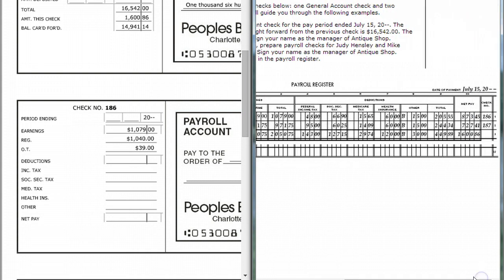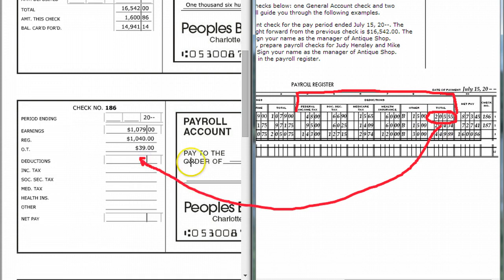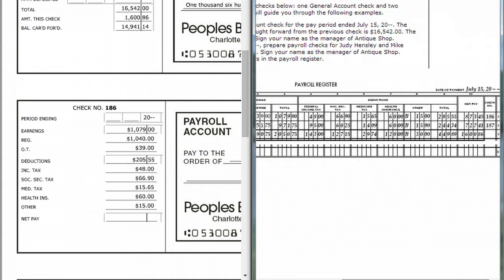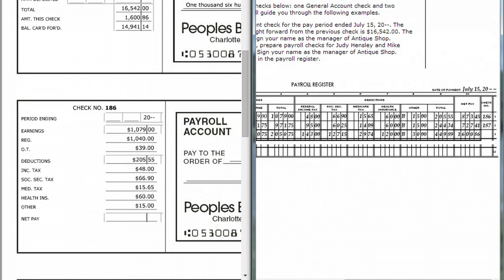Next, we have our total deductions. Now, if you remember on the payroll register, there's different sections. This is our deductions section right here. So we're going to take our total amount of deductions. We're going to start with that, and we're going to put it right here. Then we'll move and put our federal income tax here, then Social Security, then Medicare, then health insurance, and then anything else. The last thing that we will do is we're going to put the actual net pay amount that is recorded in your payroll register. And we're going to record that right here.